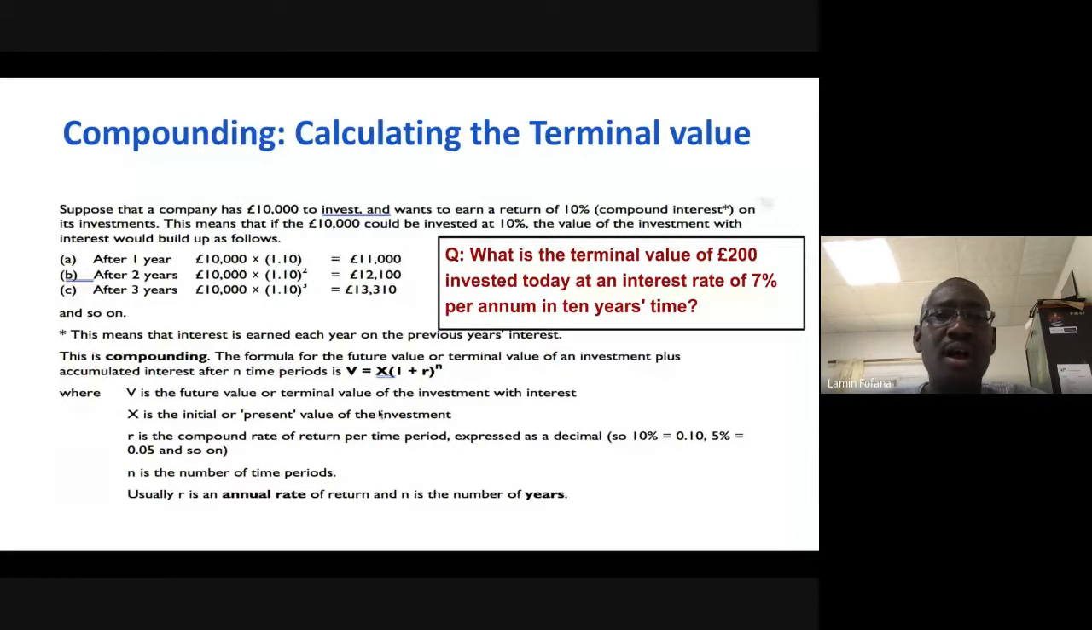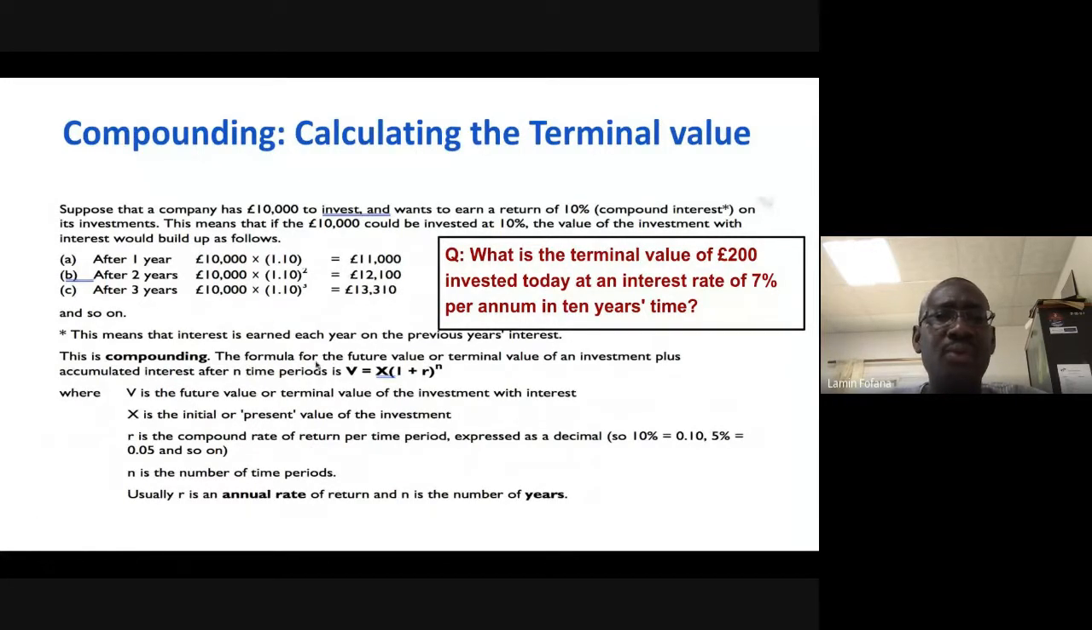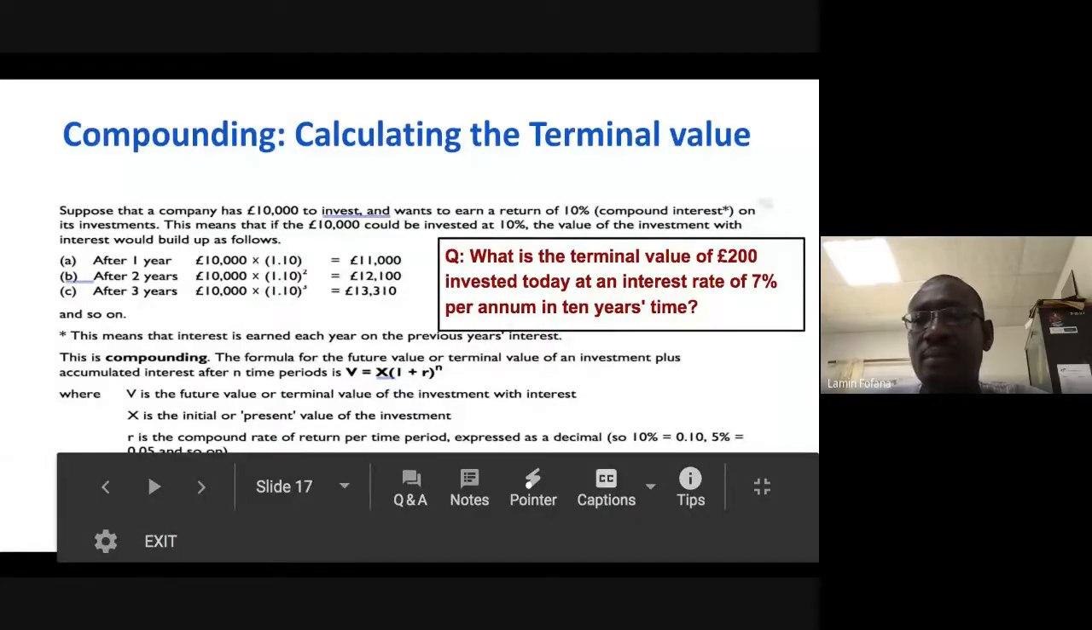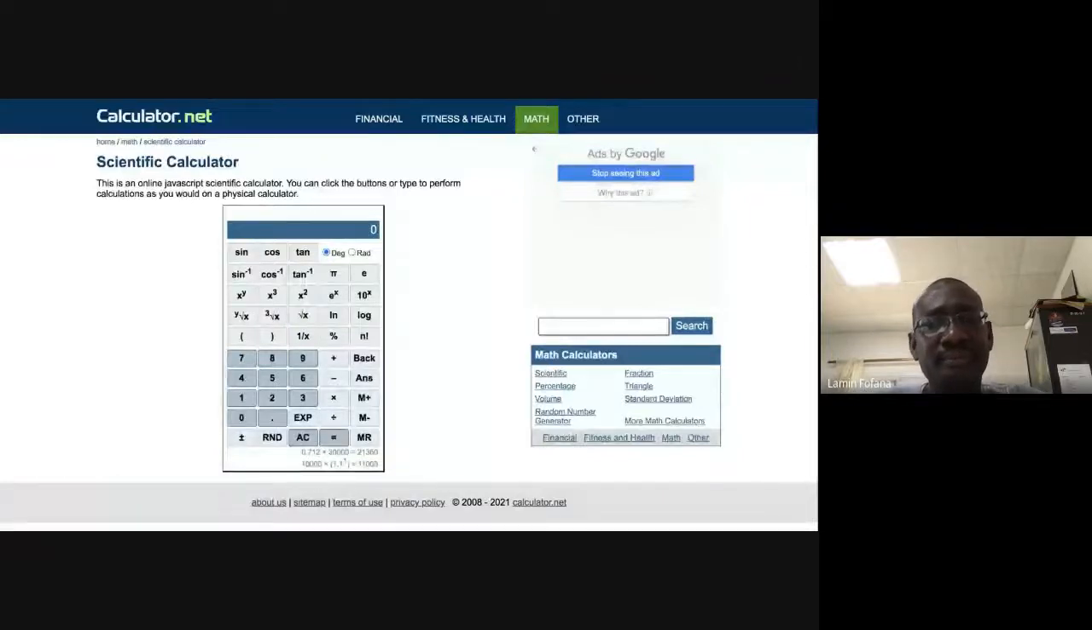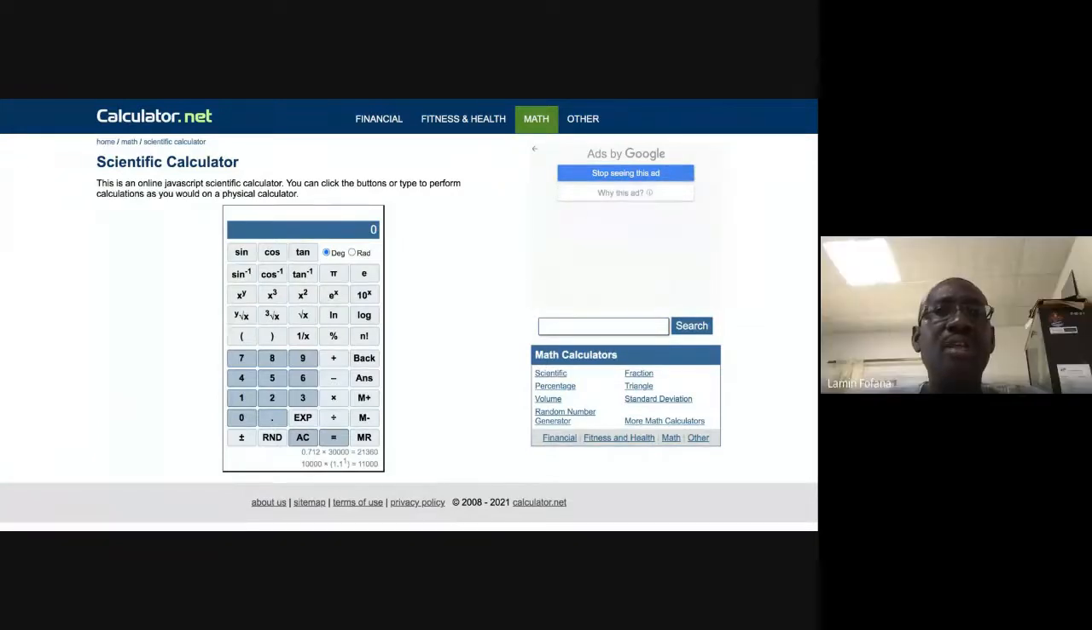So if we use our calculator, we will be able to compound this easily. Let me project that. I'll show you how to do it on the calculator, and we'll work it in Excel as well. Right, so let's go back. I'm going to project my calculator. Can you see this calculator? Yes. Excellent.